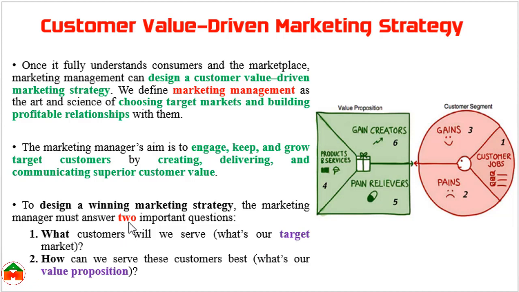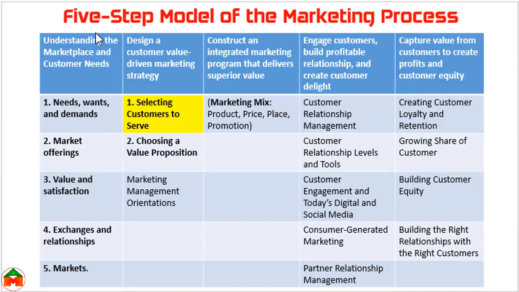And the second focus should be on how can we serve these customers best. That means you have to identify what's our value proposition. So as a marketing manager, in the process of marketing management, we need to find out the target market and we have to design the value proposition to design the customer value driven marketing strategy. Under the second step of the marketing process, now we are going to discuss selecting customers to serve.